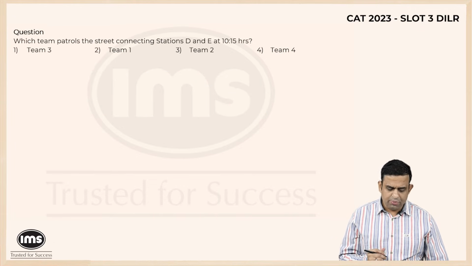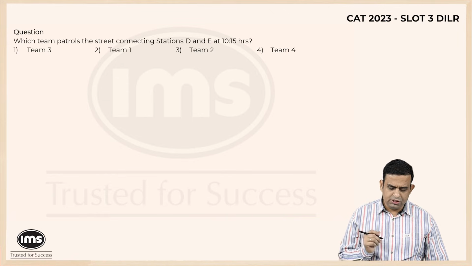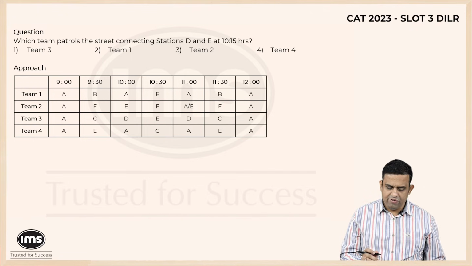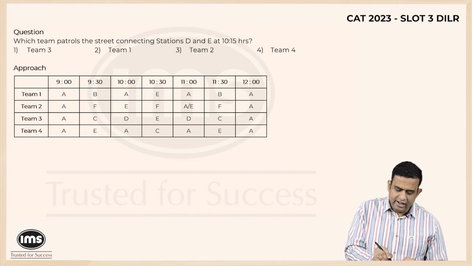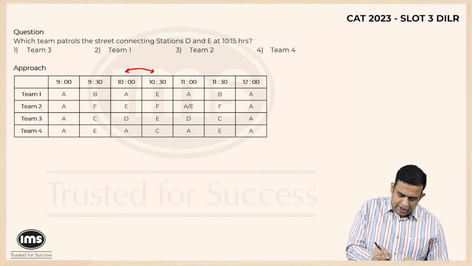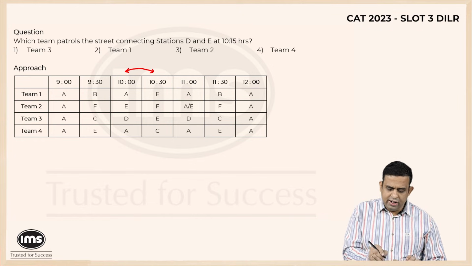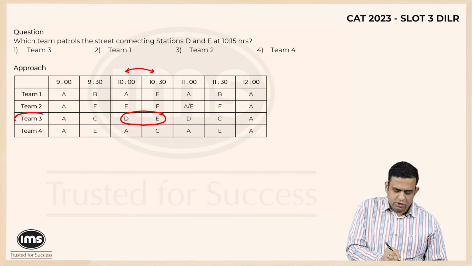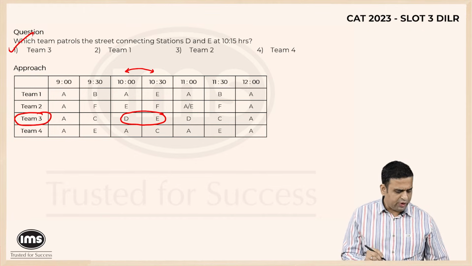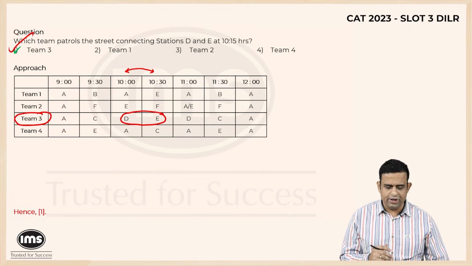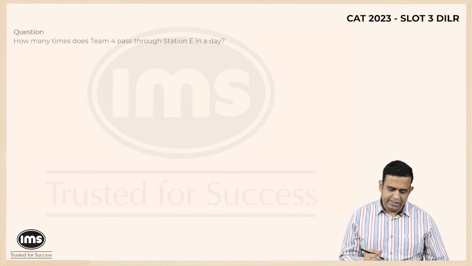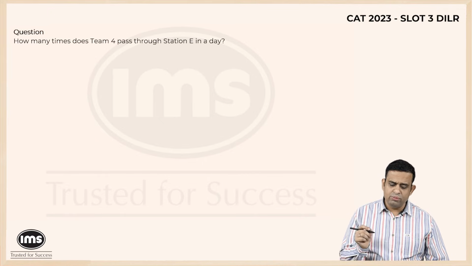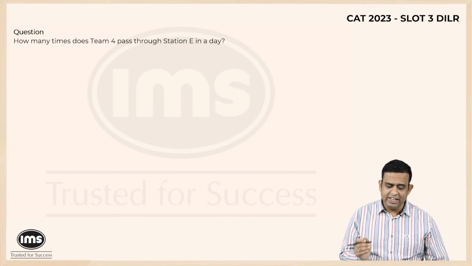The next one talks about which team patrols the street connecting D and E at 10:15. Now 10:15 basically means something between 10 and 10:30. So between 10 and 10:30, between D and E, you will find definitely team number 3. So the required answer for this particular question should be option number 1. In the next one, it says how many times does team number 4 pass through station E in a day?